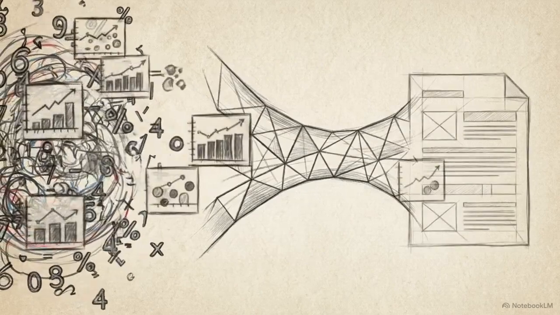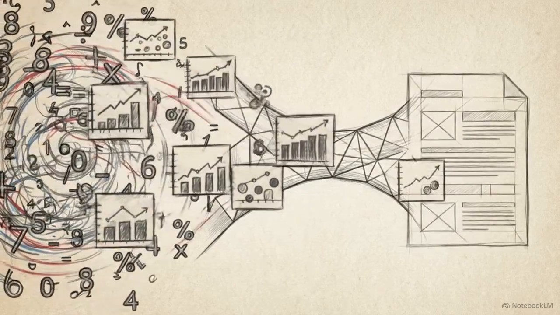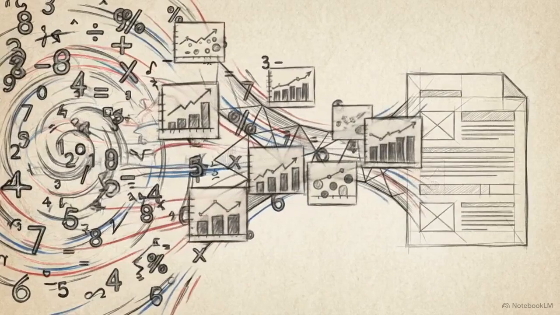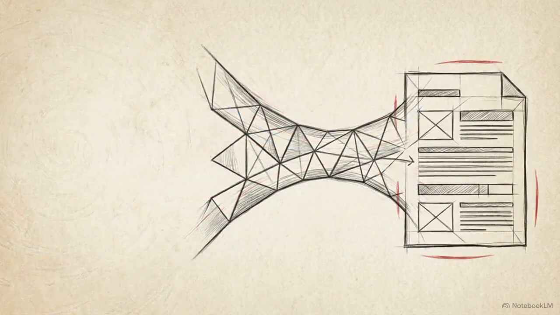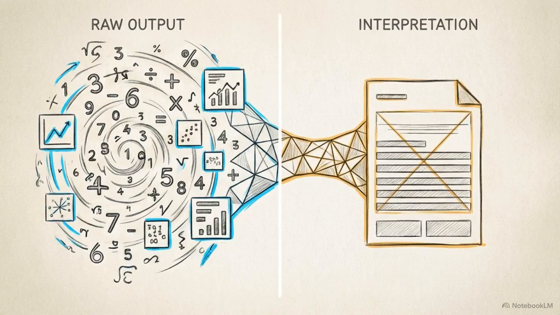You have folders of transcripts, spreadsheets of test scores, and observation logs. You must forge this raw data into a coherent scholarly argument. This process requires a clear distinction between results and findings.